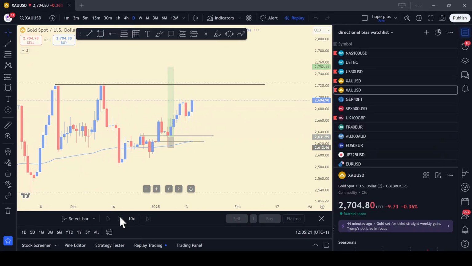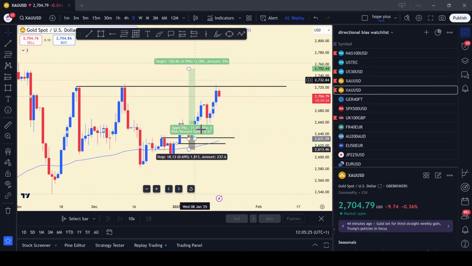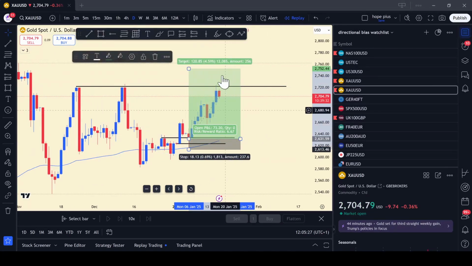Price pushed, and then finally got to that level. Okay, and this is where price is currently. This is the current price action.